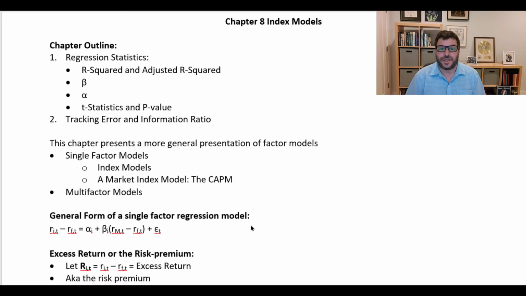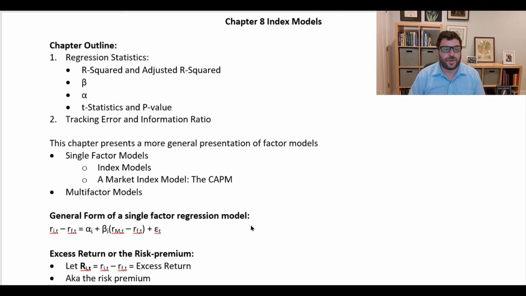Chapter 8, Index Models. Now this chapter presents a more general presentation of these factor models, and we've already been through the CAPM, so we've talked about a single factor model, a model that uses just a single thing to explain returns. That single factor was an index, and we used a market index, and so therefore it's the capital asset pricing model. And later we'll do multi-factor models, but the point of this chapter is to go back one chapter, and look a little bit more at some of the underlying math and principles and regression statistics.